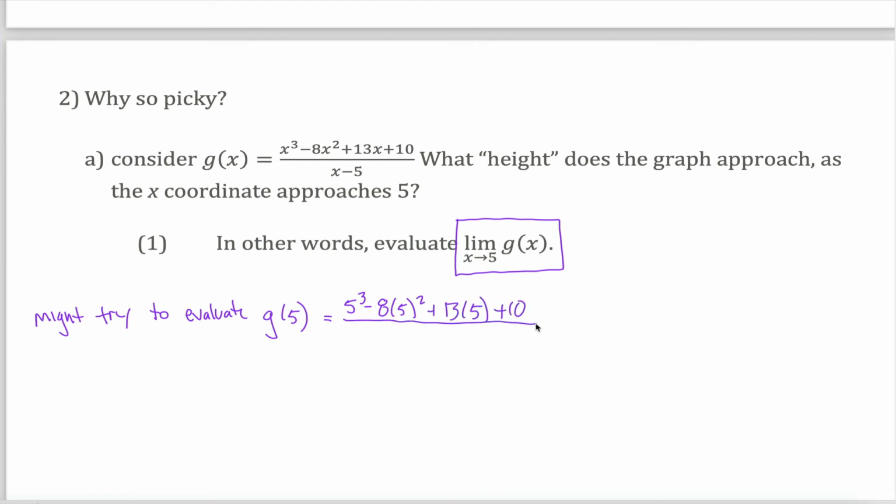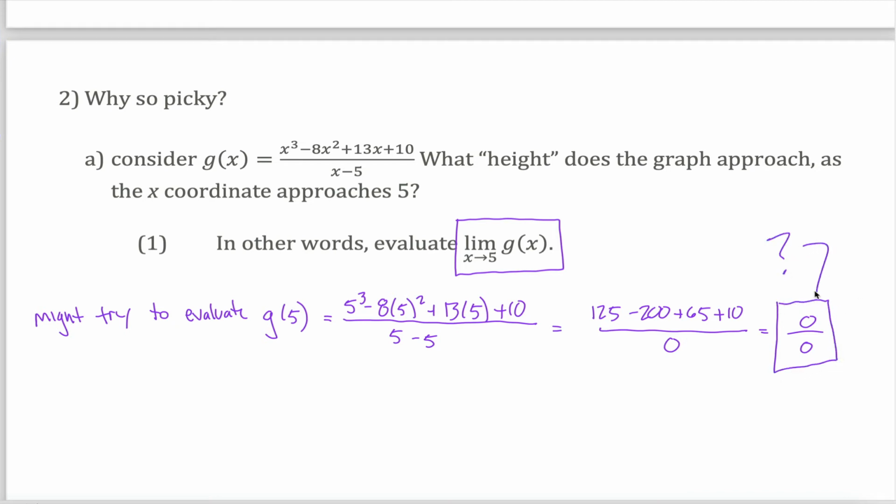And we would have to divide that by 5 minus 5. And what happens here? 5 cubed is 125. 5 squared is 25, and 8 of those 25s is 200. So I got 125, minus 200, plus 13 times 5 is 65, plus 10 more. So I got 75 over here and another 125 over here. I got positive 200 minus 200. Looks like the numerator of this fraction is just 0. And the denominator, 5 minus 5, that's also 0. So what I get when I try to plug 5 into this machine is 0 divided by 0.